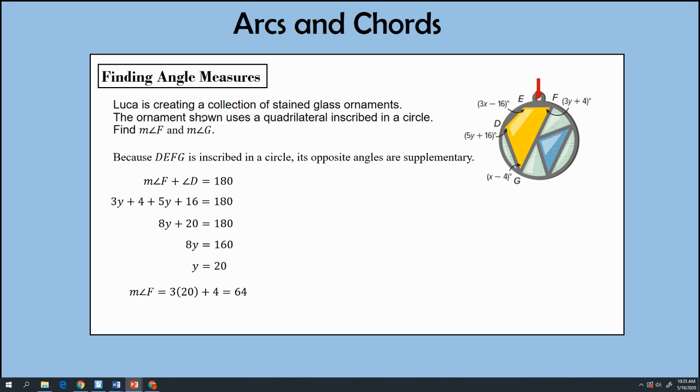We're also asked to find angle G. So we know that those opposite angles, G and E, have to equal 180. So x minus 4 plus 3x minus 16 equals 180, opposite angles. Combine our like terms. 4x minus 20 is 180. Add 20, divide by 4, x is 50. So that's great, but they asked us to find angle G. Finding x allows us to do that. Angle G is 50 minus 4, which is 46. So now we found F and G inside this inscribed quadrilateral.